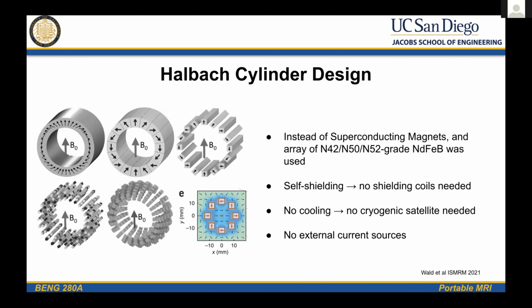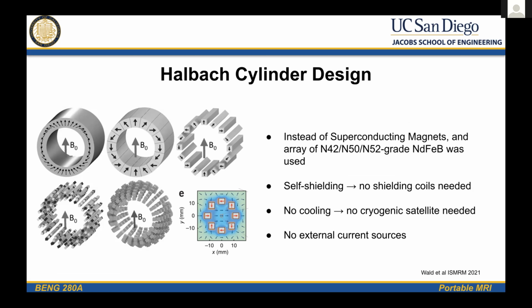The paper we picked is from Lawrence Wald's group, where they use the Halbach permanent magnet array for this specific design. So what is a Halbach array? The simplest way to explain this is if we arrange the magnets into a ring shape, and orient each magnet in a very specific direction, the magnetic field inside of the ring will be uniform and there will be no field outside of the ring.